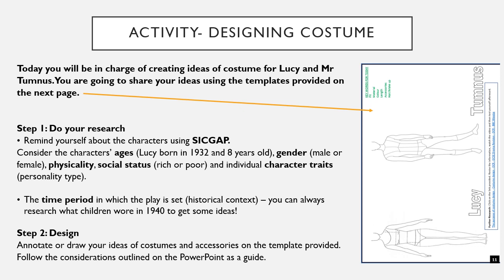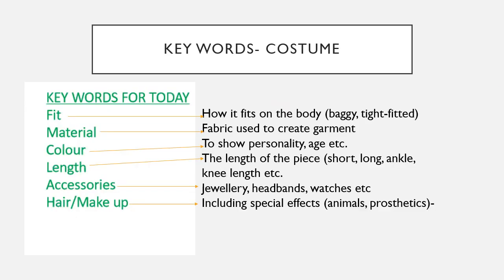Once you've hit step 1 and you've done all your research and you're happy with your ideas, then you can go into designing, which is step 2. So that's where you're going to start drawing and annotating your ideas for costume on your following page. Okay. Now on your page 11, you will see in the top corner in green some key words that I would like you to focus on when describing what costume pieces they are wearing. Okay. So I'm going to go through that a little bit more with you on the next slide.